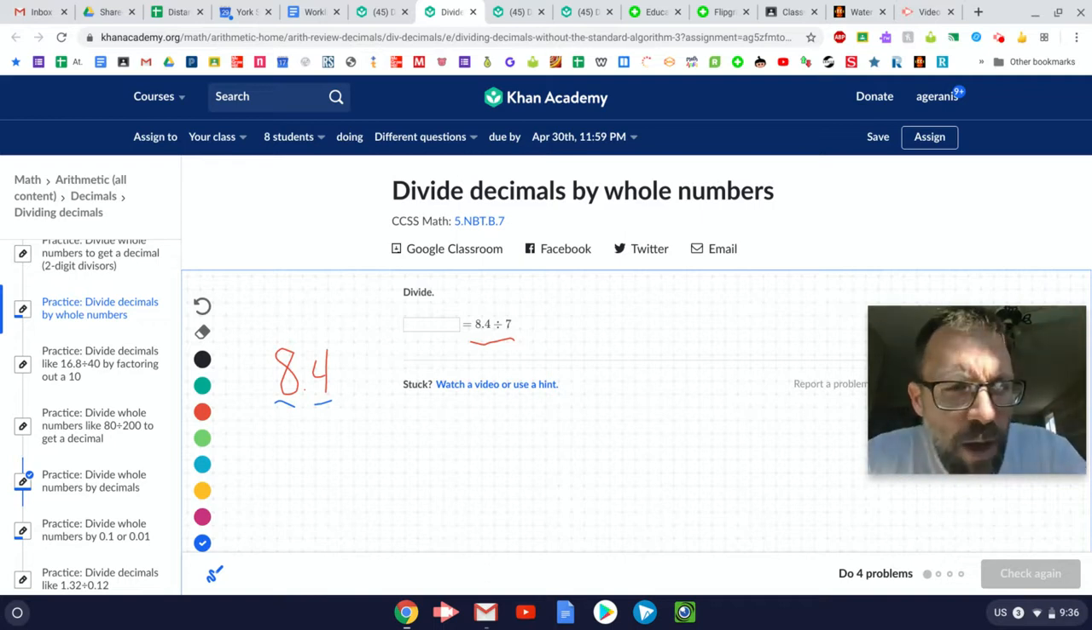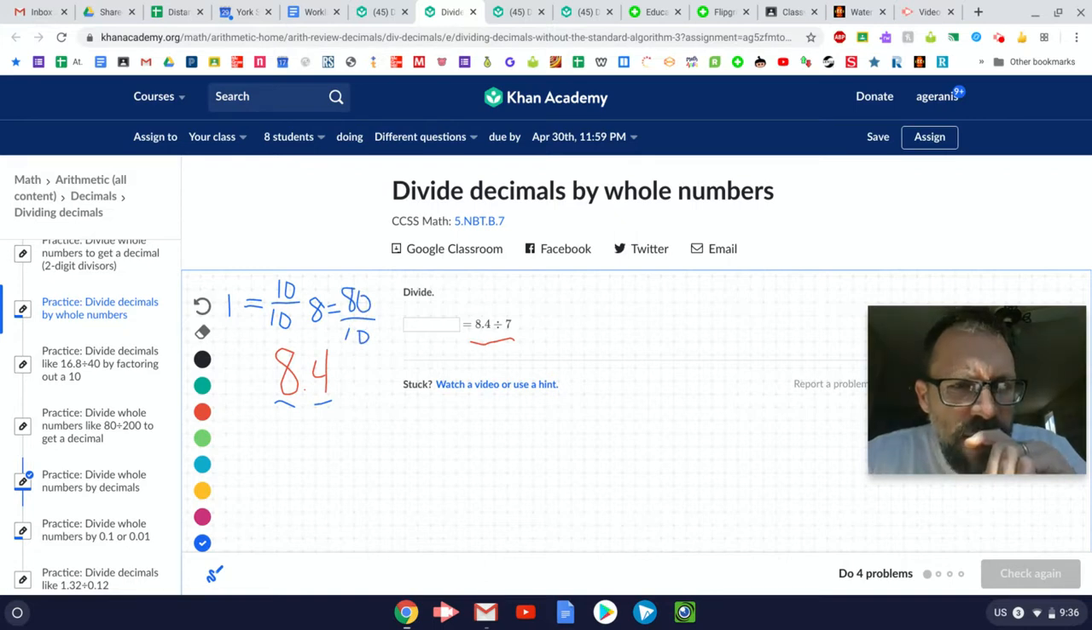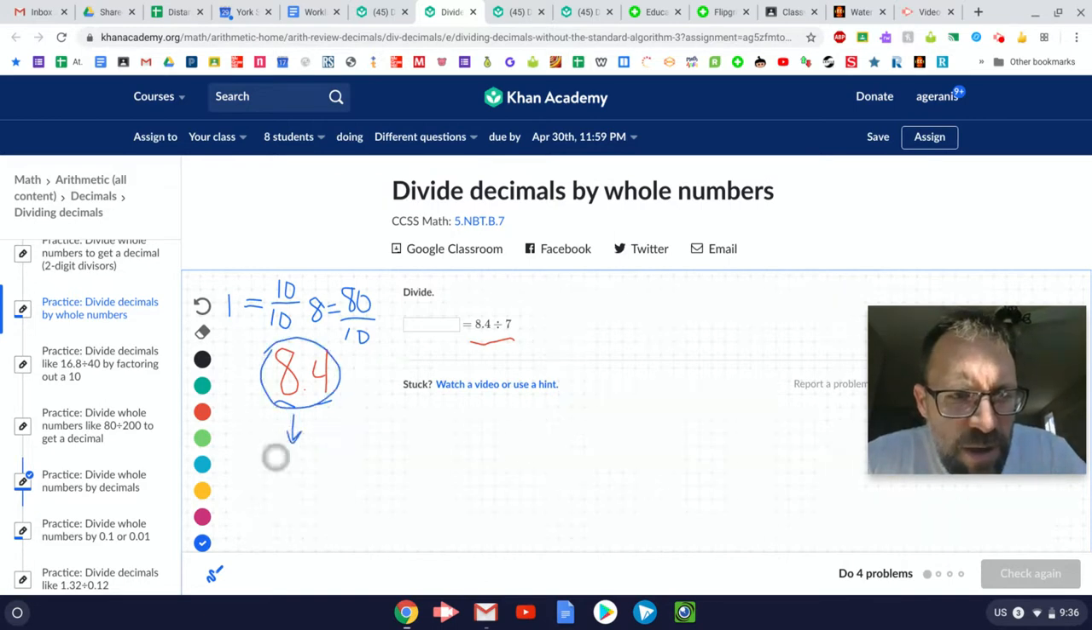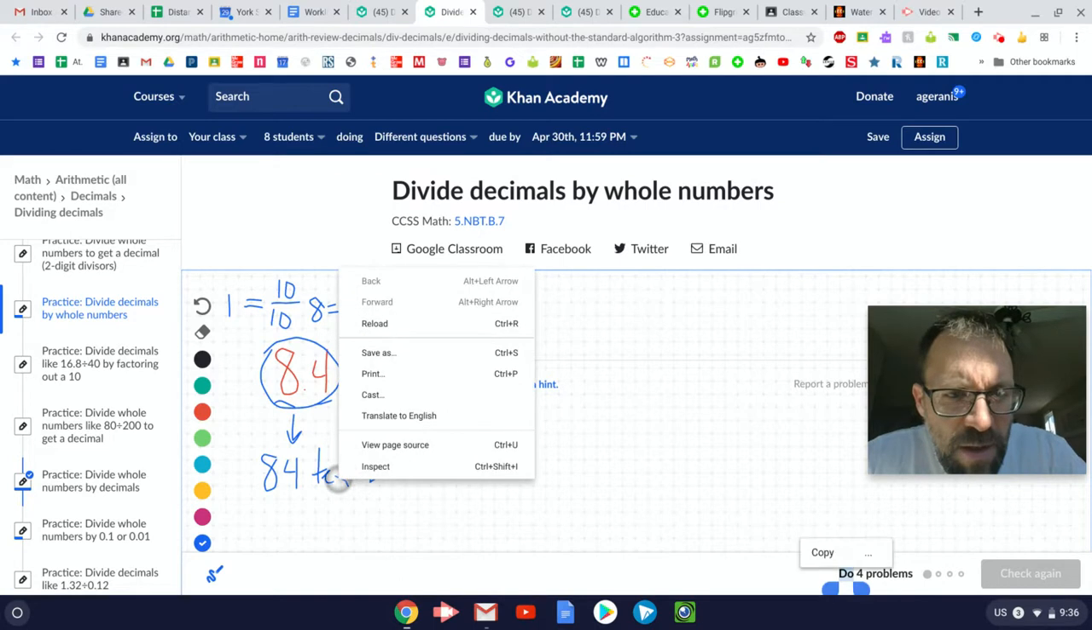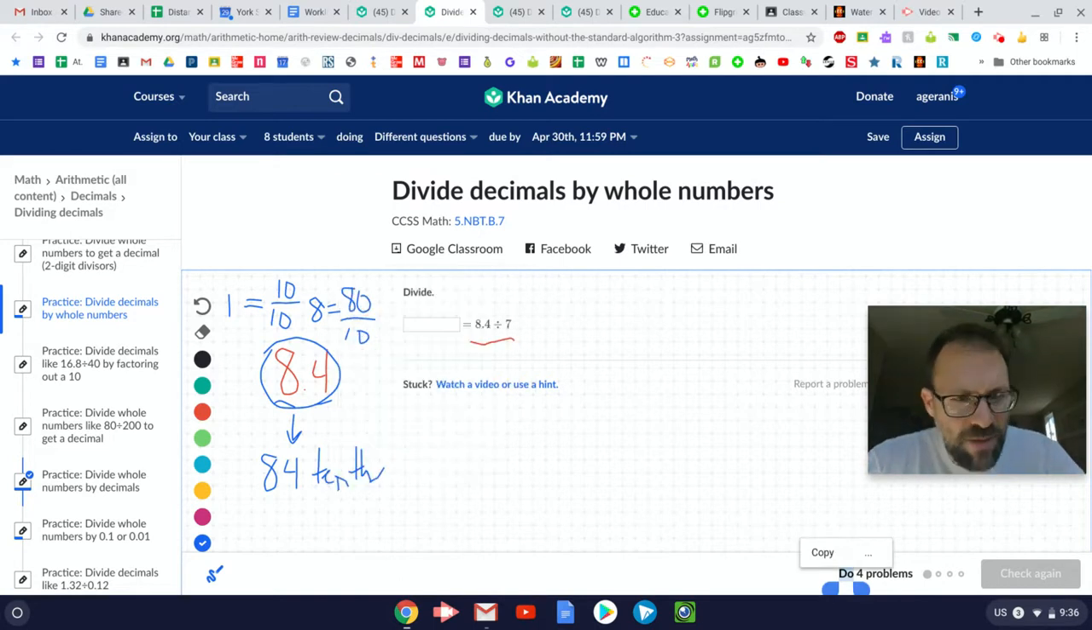Well, if 1 is equal to 10 tenths, then 8 ones is equal to 10 times 8, or 80 tenths, right? 10 tenths for every 1. So that's 80 tenths. So this number here can be thought of as 84 tenths. Oh, I can't write very well. 84 tenths. So now we can divide the 84 tenths by 7.